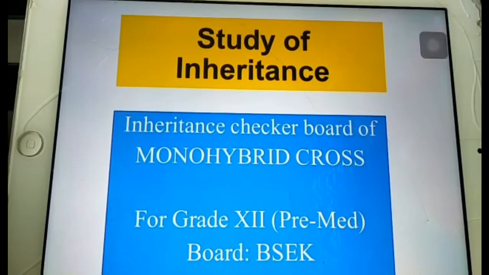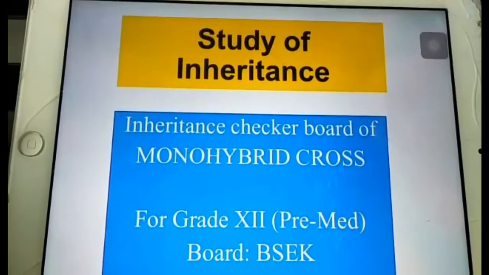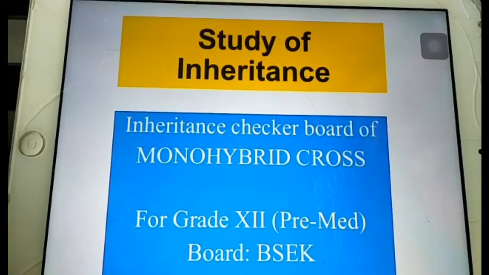Okay, now let's get straight into the topic. As you can see on your screen, today we are going to discuss the study of inheritance, and we are going to make the inheritance checkerboard of monohybrid cross. This topic belongs to grade 12 of the pre-medical stream, and the associated board is BSEK.